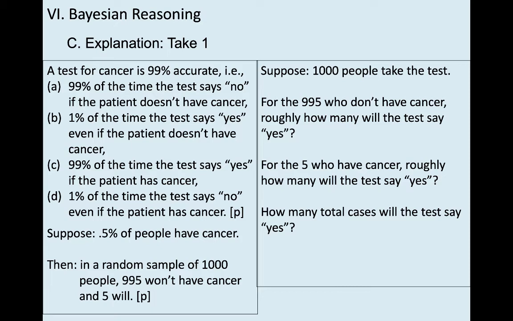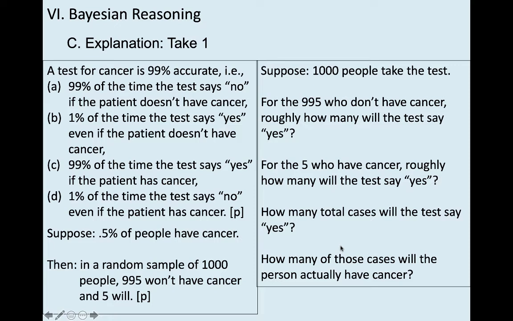So how many total times will the test say yes? Well, it's going to say yes for 10 of the people who don't have cancer. It's going to say yes for 5 of the people who do have cancer, so you're going to get about 15 total yeses. And then how many of those total yeses are people who actually have cancer? 5. So 5 out of the 15 people who test positive will actually have cancer. So if you test positive, the odds are about 1 in 3 that you have cancer, 5 out of 15. So the numbers are filling in now.